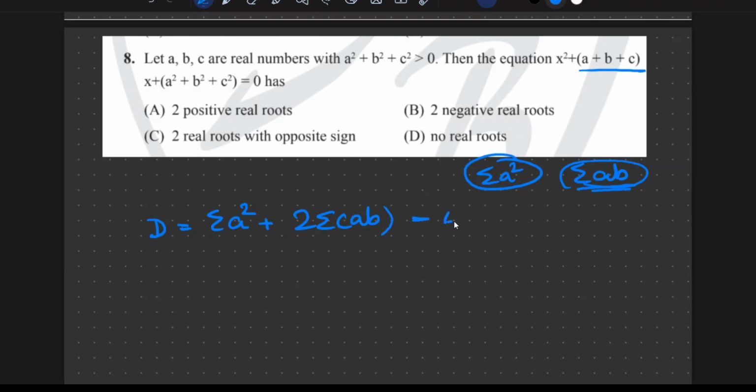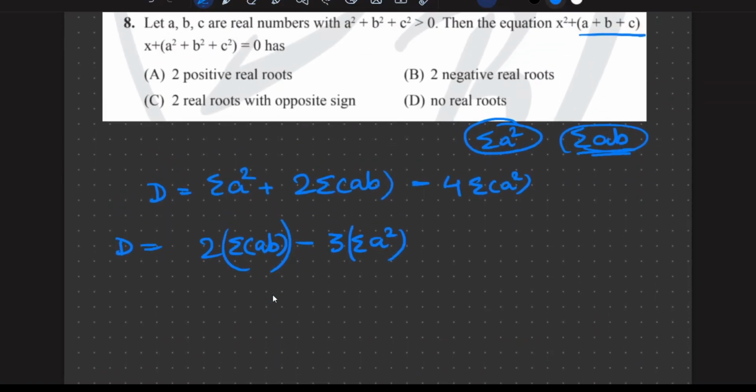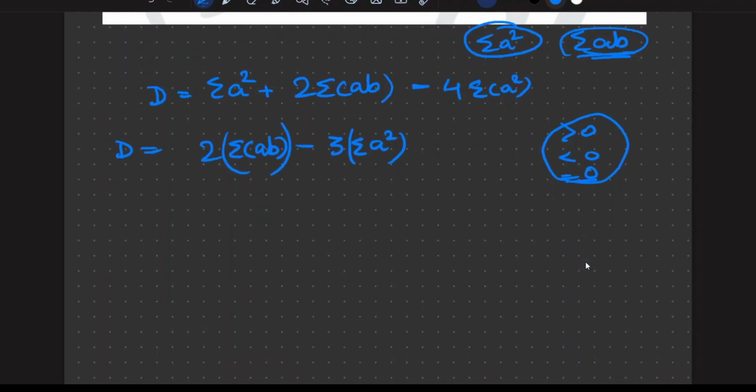Okay, fine. And minus 4 summation a square, for the 4ac term. Okay, fine. So my discriminant would be 2 summation ab minus 3 summation a square. Okay, fine. So now I need an inequality for the discriminant, because I need to tell whether it is positive or negative or 0, alright. So these 3 cases I need to comment on, whether what sign it will take, okay.